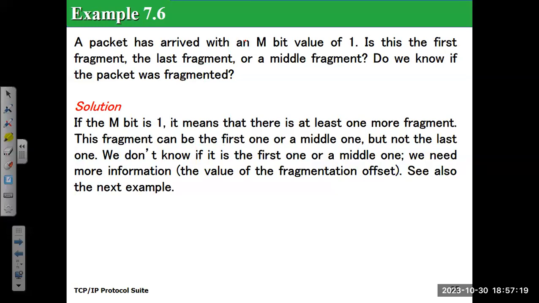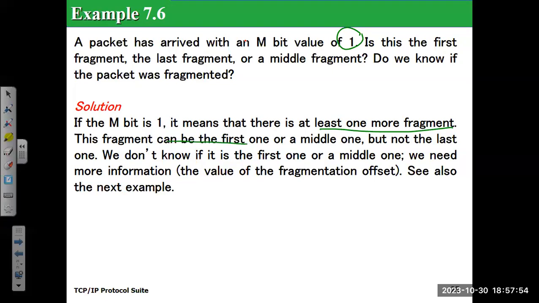All right, now another one. You received a packet that has M equals 1. What does that mean? Is this one first, middle, or last? It's not going to be the last, correct? If it were the last, we would have 0. It's middle, maybe. First, maybe. Can you tell if it's fragmented? Yes, because if it's fragmented, it has to have 1. So what we learned is that at least one more is coming. That's not the last one. There is more coming.